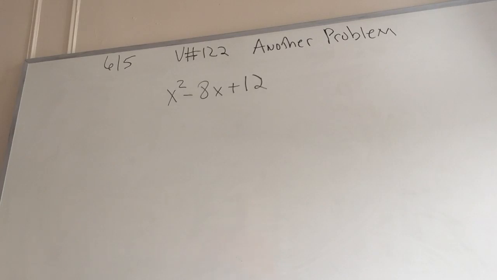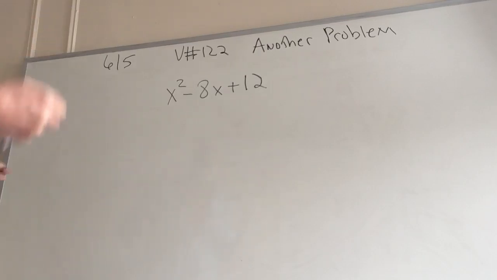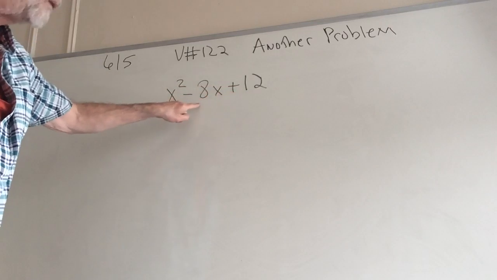The video is number 122, and it's another problem where the object is to factor this quadratic trinomial. Again, the highest degree is 2, the middle term is -8, and the final term is 12. So to get this stuff out so you can see what we're doing here, we will again look at the final term and the middle term.